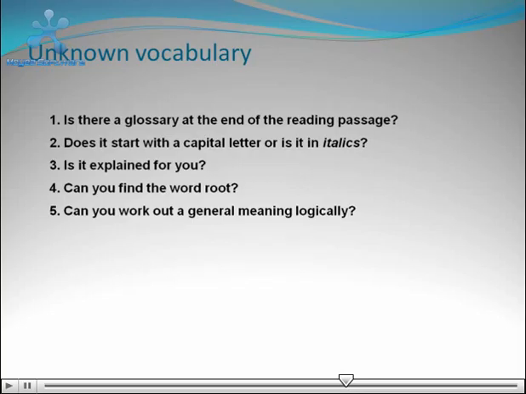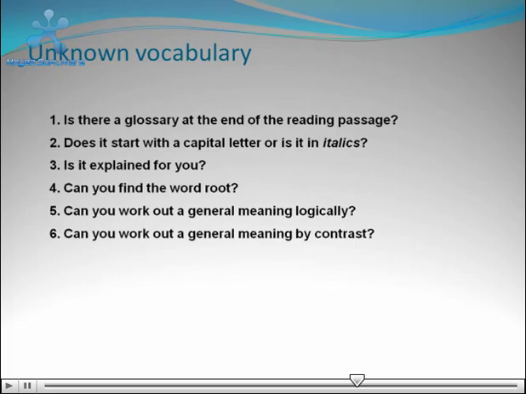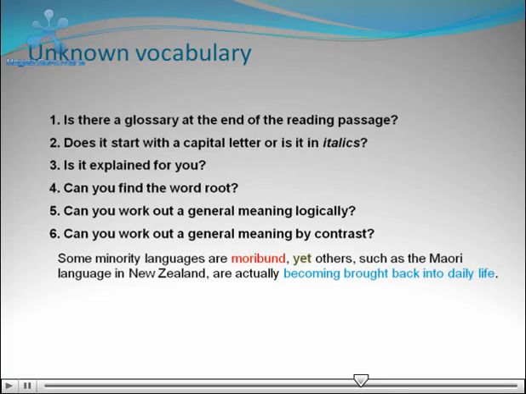Sometimes looking logically at the sentence is not enough, but you should also look out for contrasting statements. Consider this example. The word yet tells us there is a contrast, and that Maori is being brought back into daily life. Therefore, the opposite of that is not brought back into daily life, to be disappearing. Moribund actually means to be on the point of death or almost gone.